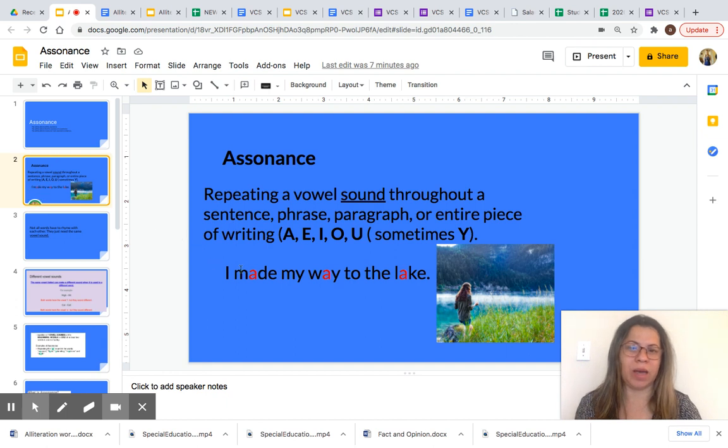Example: I made my way to the lake. The assonance in this sentence is created by the repetition of the vowel sound A in the words made, way, and lake. Note that I have the vowel sound that's being repeated in red so that you can have a better understanding and you can visualize the assonance in a sentence.